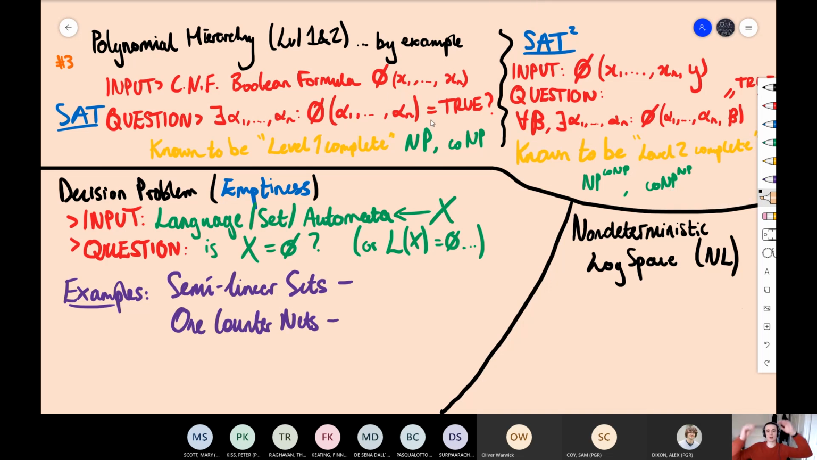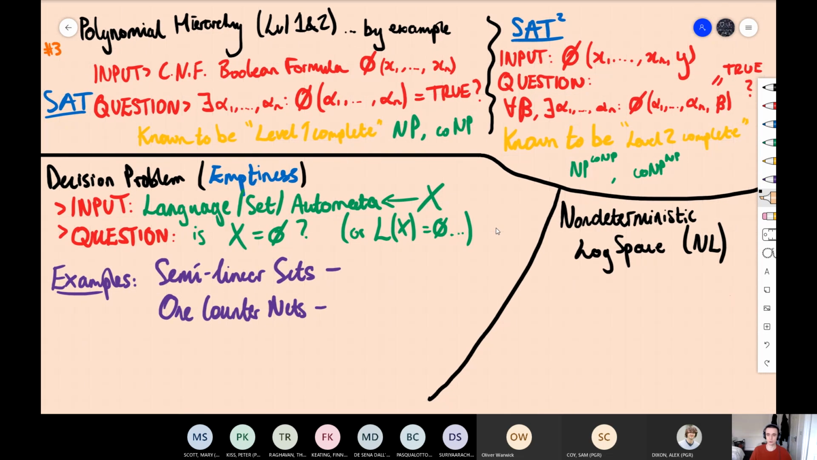And then I'm going to go up a layer to what I've called SAT squared. I don't think that's a very good name for it, but it's SAT at the next level of the hierarchy. We just slap another quantifier in front, but with an alternation. Similarly, we input a Boolean formula in normal form, but here we have an extra variable, so x1 to xn and y. And the question is, for all beta, which will be assigned to y, does there exist an alpha1 to alpha n assigned to x1 to xn, such that this thing's true?